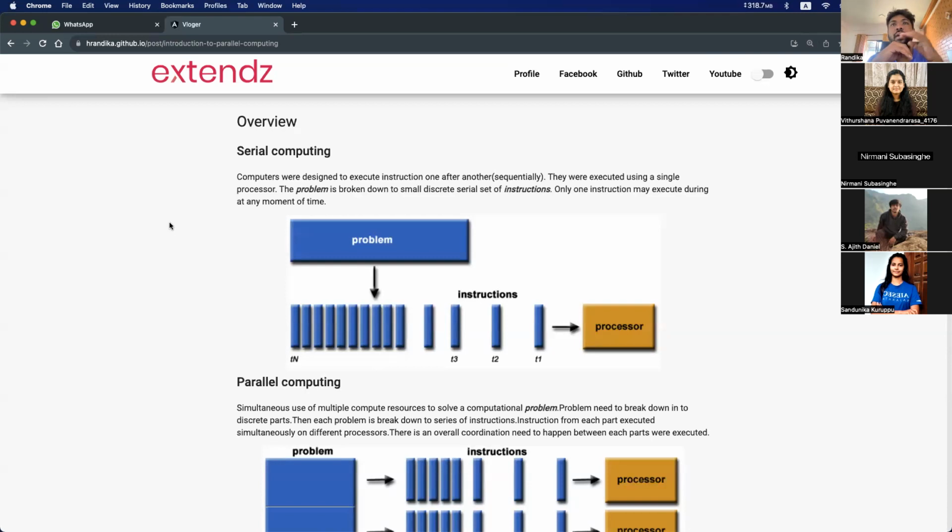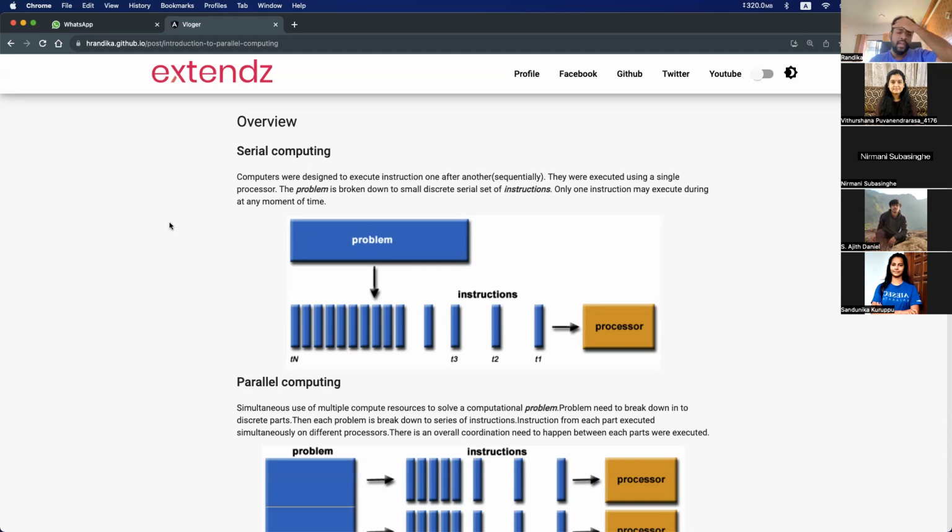Okay, and this problem is chunked down into smaller pieces, something we call instructions. And these instructions are executed through a processor. Okay, so at a given time, these instructions will be fed into one of the processors, and the processor will execute this instruction. And after all the instructions are executed, we can consider the problem to be solved.